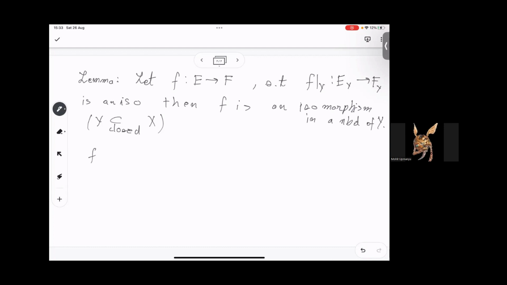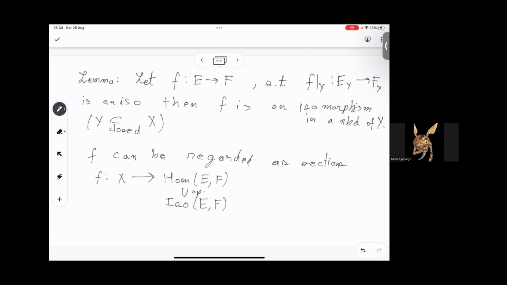So now F can be regarded as a section F going from X to Hom(E, F). Remember, any homomorphism is actually a section of the Hom bundle, right? This is something that we discussed last time. Within this, there is an open subset of isomorphisms from E to F. This is open, right? And now that's all we need to do. Since this is an open subset, the inverse image of this open subset contains Y. So we are done. That is exactly the proof.